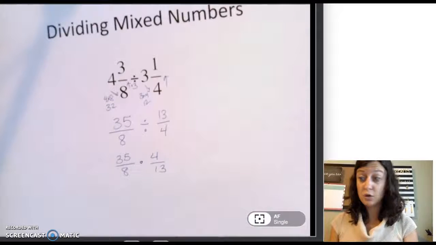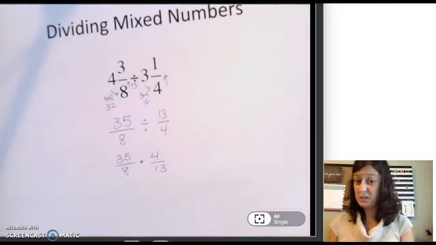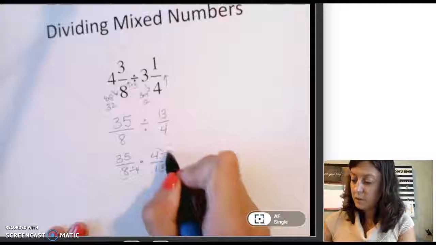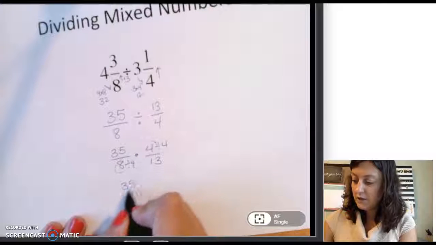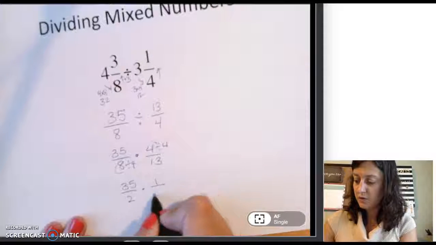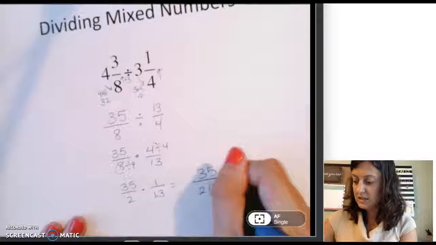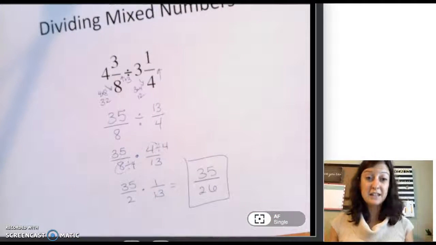35/8 times 4 over 13. Okay, now again, you could go ahead and multiply 35 times 4 and 8 times 13, but why would you when you have common factors? Divide by 4, divide by 4. 35 over 2 times 1 over 13. That's 35 over 26. Leave it as a nice common fraction.